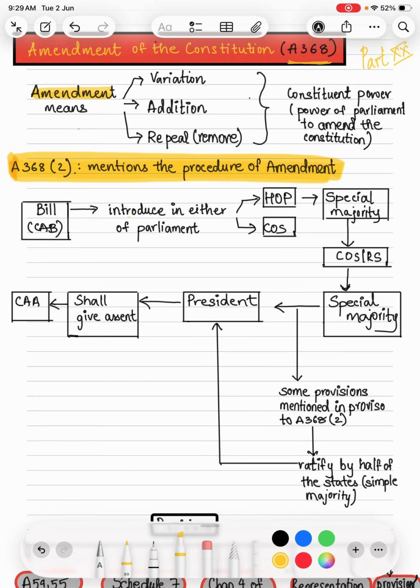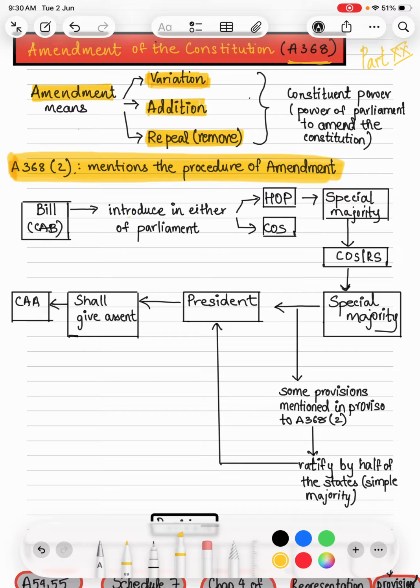What does it mean? The word amendment means that you are bringing some change to the constitution. Any change in the constitution, that is the meaning of the word amendment. Change can happen by removing something, or by adding something to the constitution, or just changing something that is written there. Changing what is there is called variation, adding something new is addition, and removing some articles, words, or clauses from the constitution is called repeal.